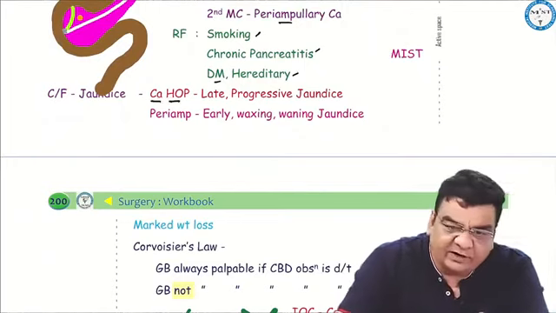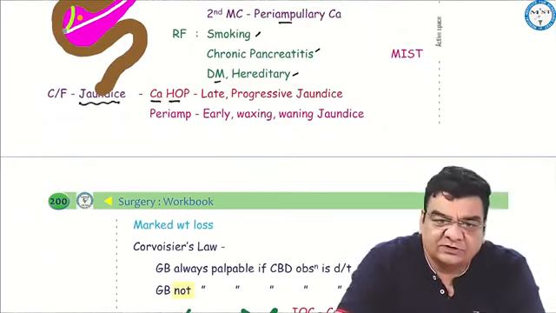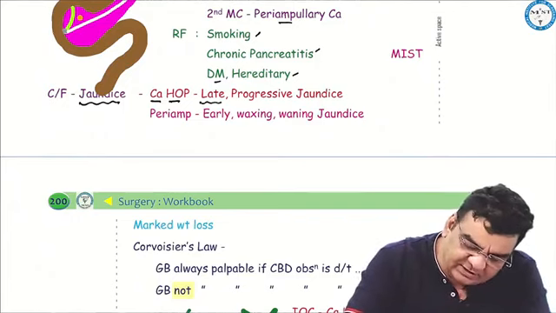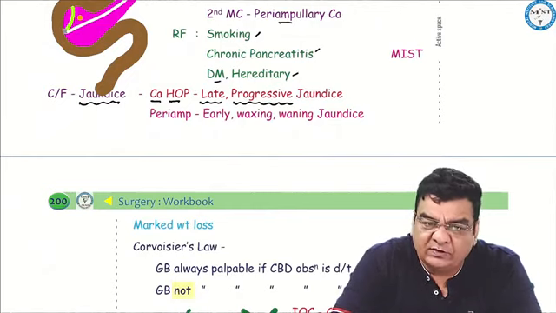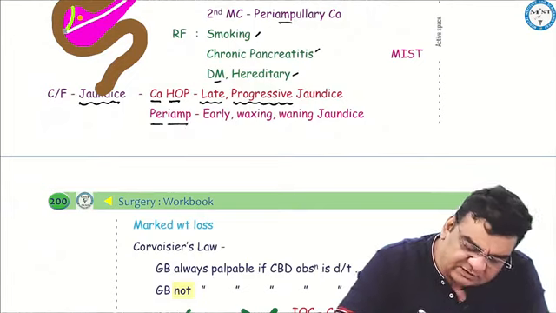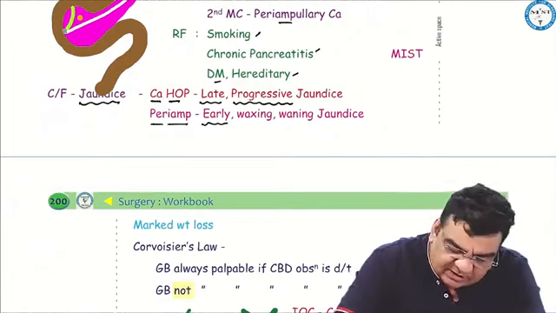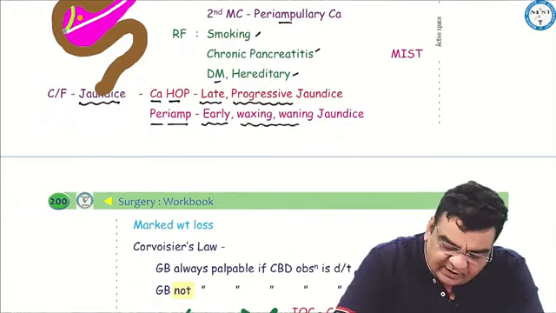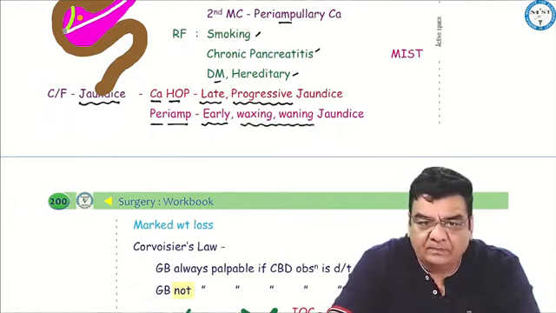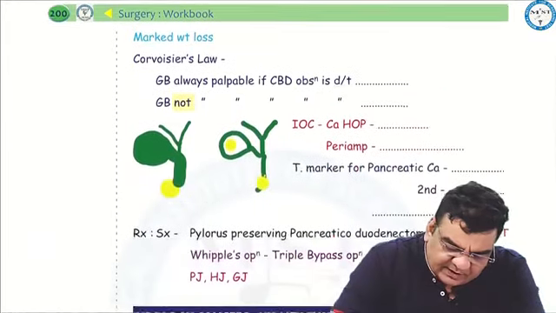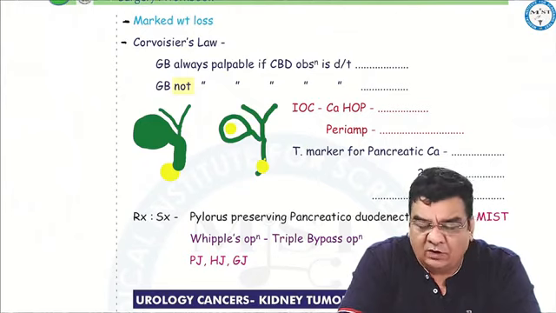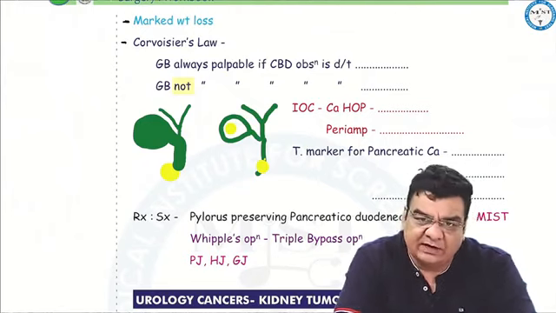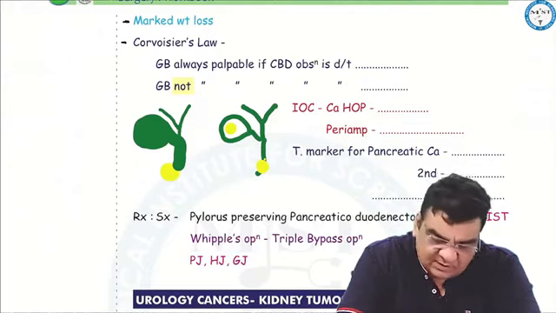In carcinoma of the head of the pancreas, jaundice is the commonest presentation, but jaundice is late, and once jaundice occurs, it is a progressive type of jaundice. It is not going to increase or decrease unless you remove the tumor. While in periampullary cancers, jaundice appears early and it is a waxing and waning type of jaundice. Apart from this, in pancreatic cancers, there is marked weight loss. And there is Courvoisier's law, which can be used sometimes in pancreatic cancers.